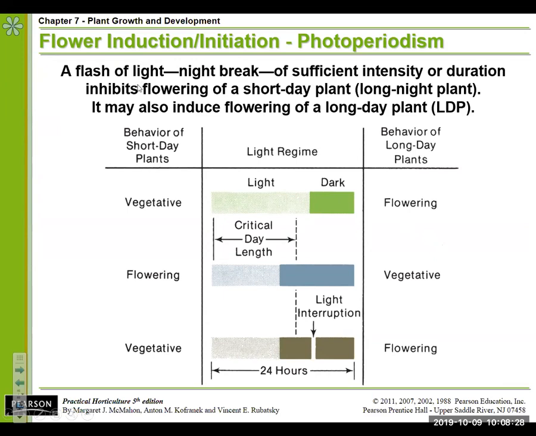Photoperiodism, which we already talked about, the difference in light and day length. We can actually alter that in order to inhibit or to promote flowering of particular types of plants. And we look at long night or long day plants, short day or short night, ways to look at them as well. And we can give a flash of light, a night break, or we can put a blackout cloth over them to prevent that photoperiodic change. Something that we always do for things like poinsettias, for instance.